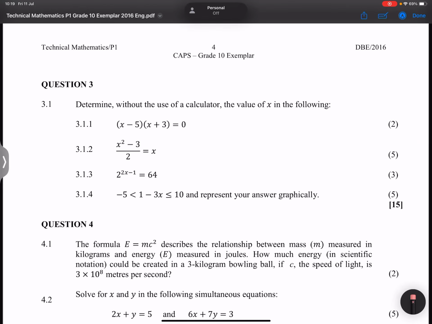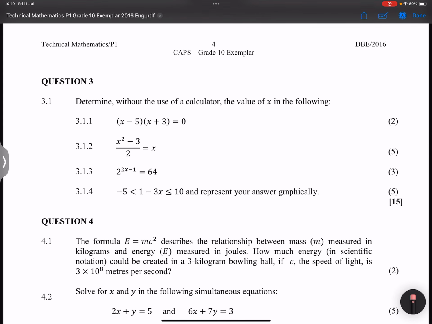And today we are looking at question 3. Good day, everybody. Right, we're still continuing on that technical maths exemplar. It is quite an interesting question paper, that is.